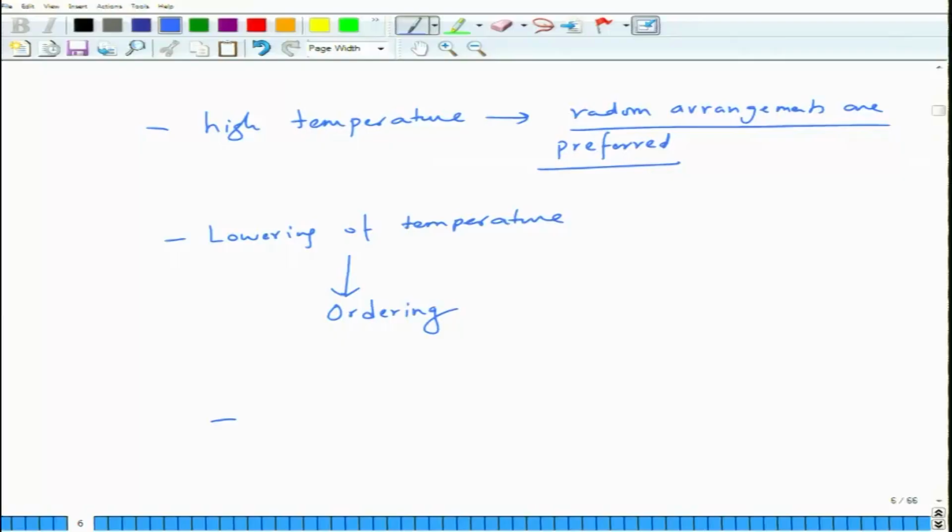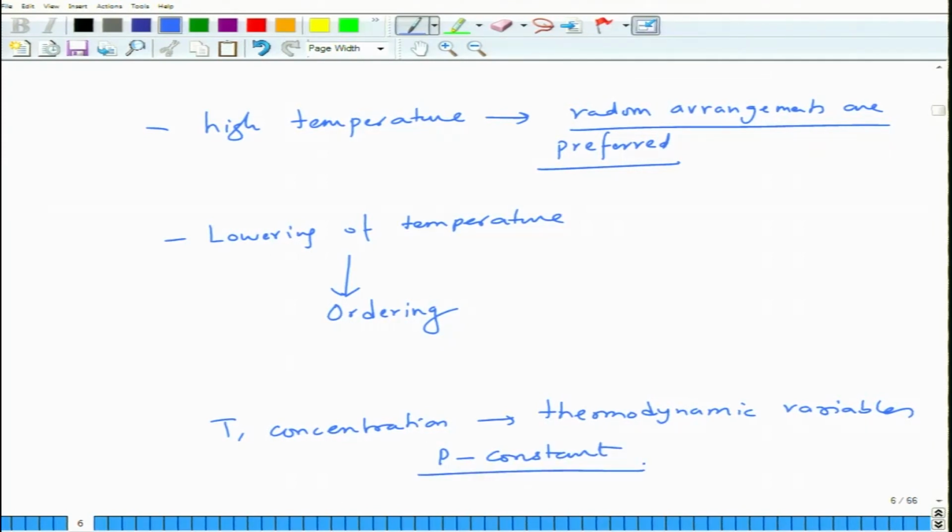So the thermodynamic variables are temperature and concentration. Of course, pressure is also a thermodynamic variable, but in most metallurgical processes, at least in these kinds of processes, pressure is kept as a constant.